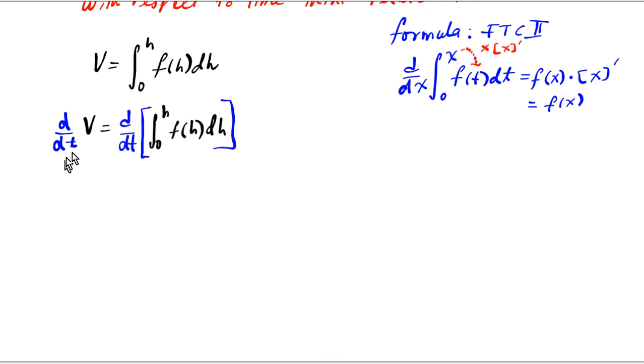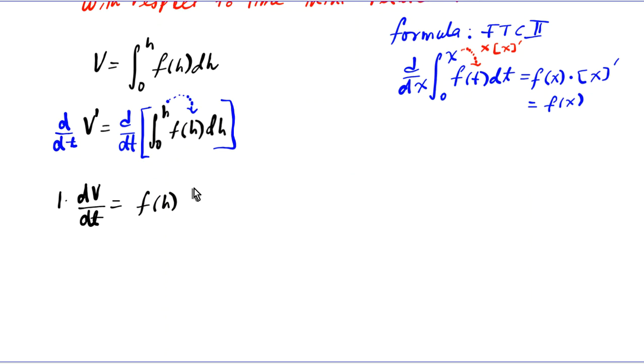Okay, so if you differentiate v to the first power using a power rule, it's just going to be 1 times, there's disagreement here, so it's 1 times dv dt. Okay, and then on the right side we'll apply FTC2. What you do here is you plug in the upper limit. So you have f of h, and you multiply by the derivative of h with respect to time.